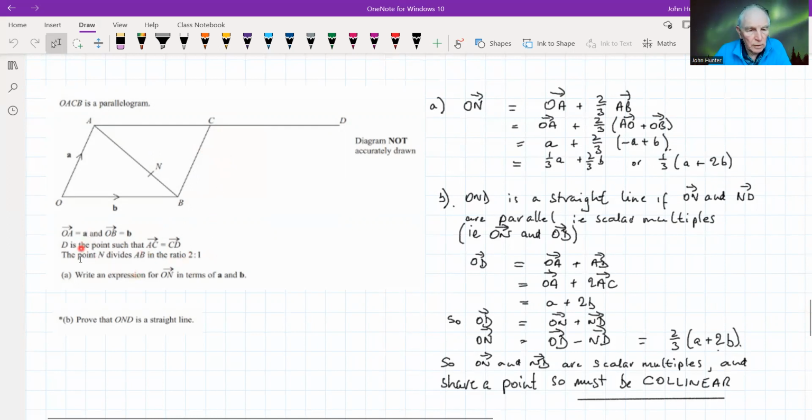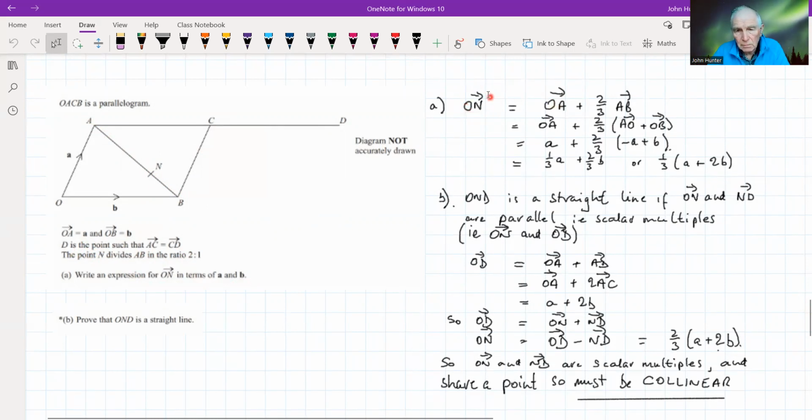What else have we got? And then we've got the point N that divides AB in the ratio 2 to 1, this being the 2, this being the 1. So it's two-thirds of the way along from A to B. Write an expression for ON in terms of A and B.